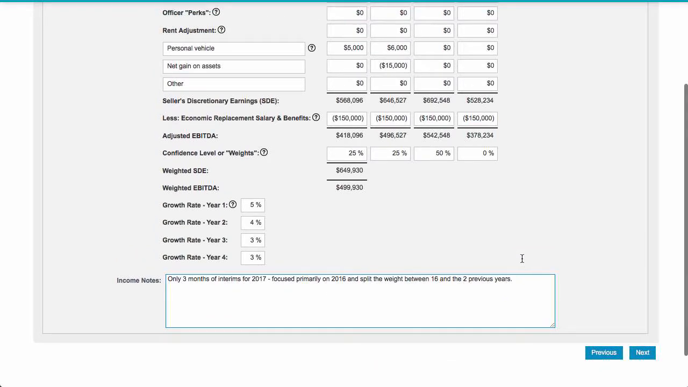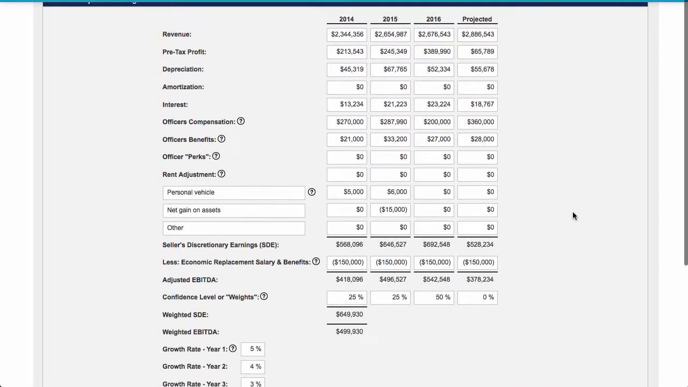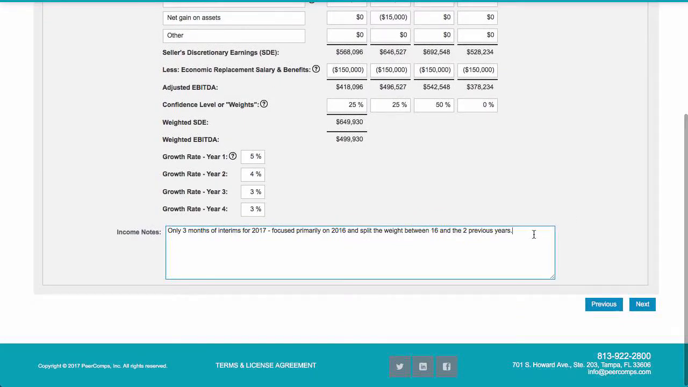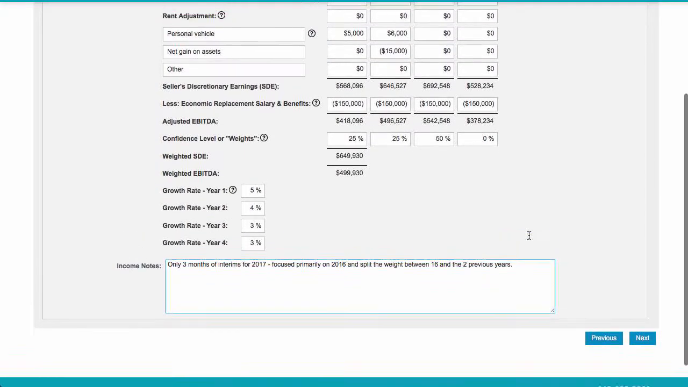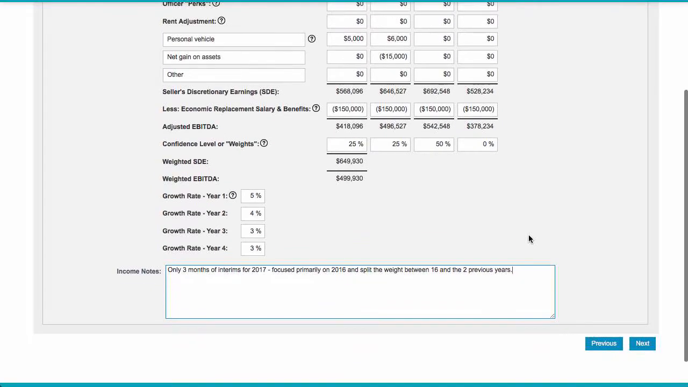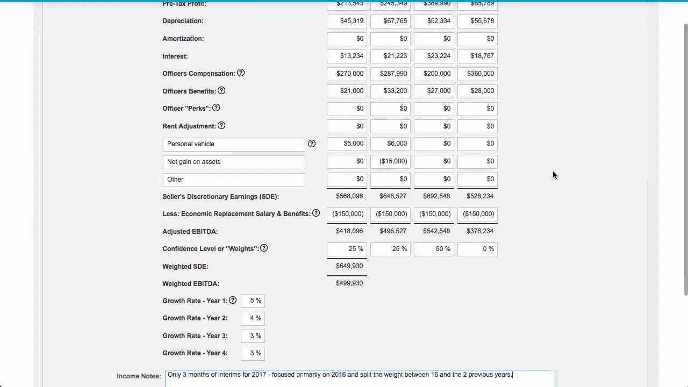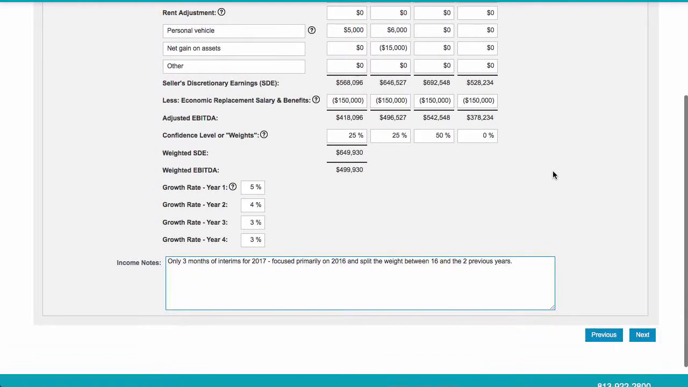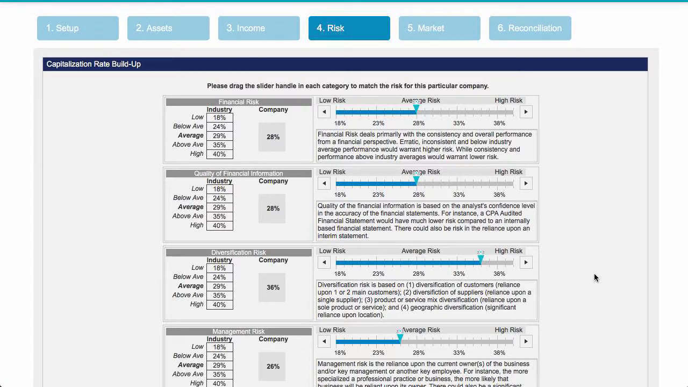You have the ability to add notes. I think the note section is a good tool to be able to focus on your assumptions, and so you can go back and know exactly what you were thinking on the weights that you used and some of the add backs that you were using. If we click on next, it'll take us to the risk section.